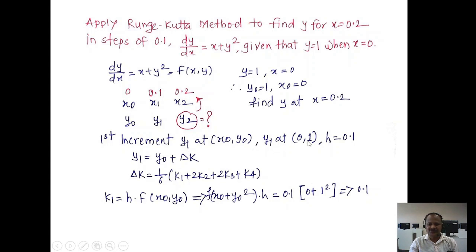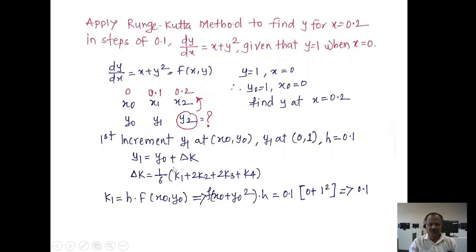y1 at 0 comma 1. So what is the value of x0? x0 is 0 and y0 is 1, and h is given as 0.1. So the interval step is given as 0.1. Now to write the formula, y1 is equal to y0 plus delta k. Delta k is given like this: 1 upon 6 into the bracket k1 plus 2k2 plus 2k3 plus k4, bracket complete.